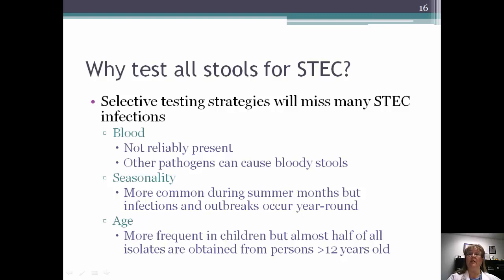If you're only looking for these organisms on a seasonal basis, perhaps only during the summer, while they are more common during the summer, infections and outbreaks have been reported year-round. Also, if you only happen to be looking for this group of organisms in children, while again the disease is more frequent in children, almost half of the isolates, if you look nationwide, are from people who are older than 12 years old.